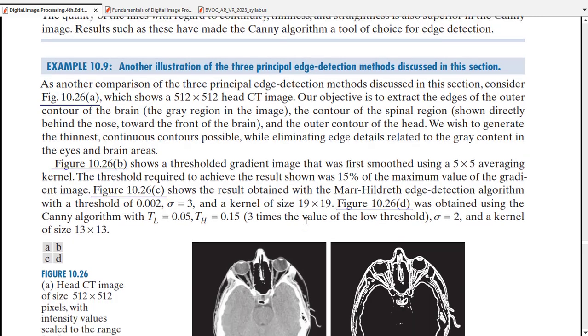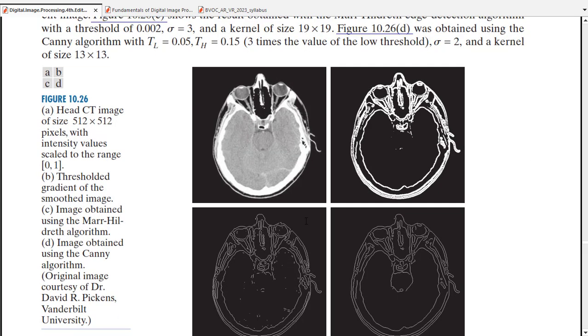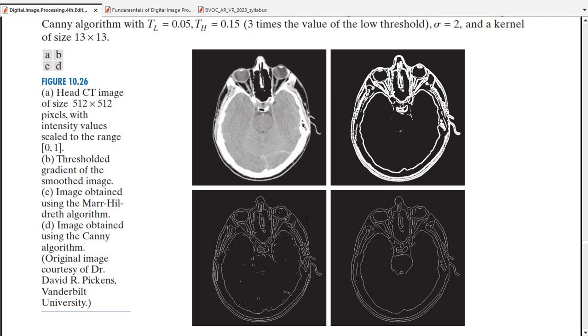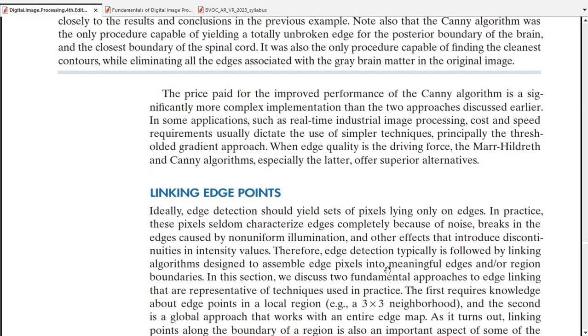So along with that, the image obtained from Canny. Before, you have this original image, this is a threshold image, and then this is the morphological image. This is the Canny image. So Canny produces a much better result.